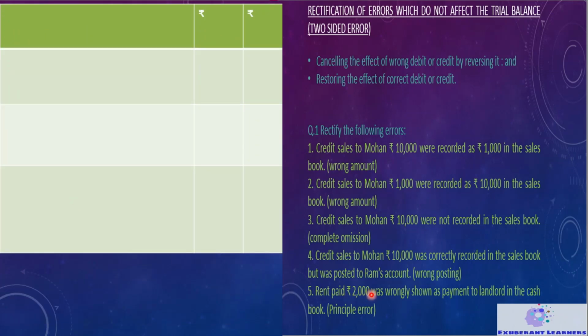Rent paid rupees 2,000 was wrongly shown as payment to landlord in the cash book. So this error is related to an error of principle. When the rent is paid in cash, it was supposed to be written as an expense, that is, rent account was supposed to be debited no matter to whom you are paying. Unless it is a due amount, only then the name comes, but here landlord was not supposed to be debited. So the correct entry is rent account debit to cash account, but this is wrongly shown as a payment to landlord in the cash book.